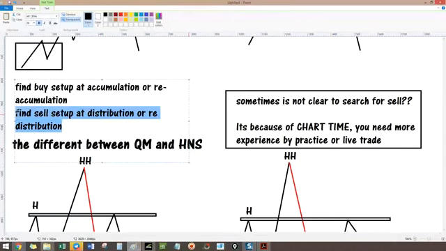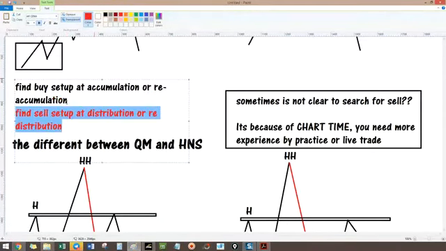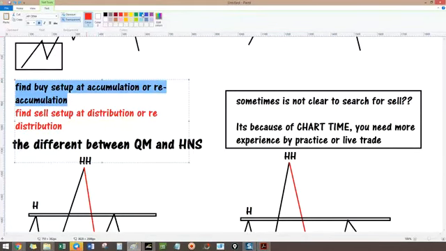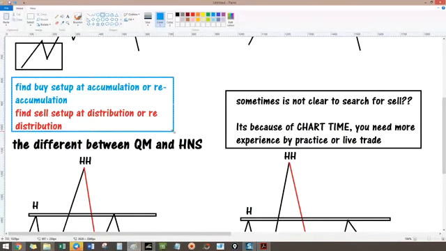Okay, over here we mark it as red. Over here, no. Over here we will mark it in blue. Okay, so you find buy setup at accumulation or distribution, and find sell setup at distribution or redistribution.